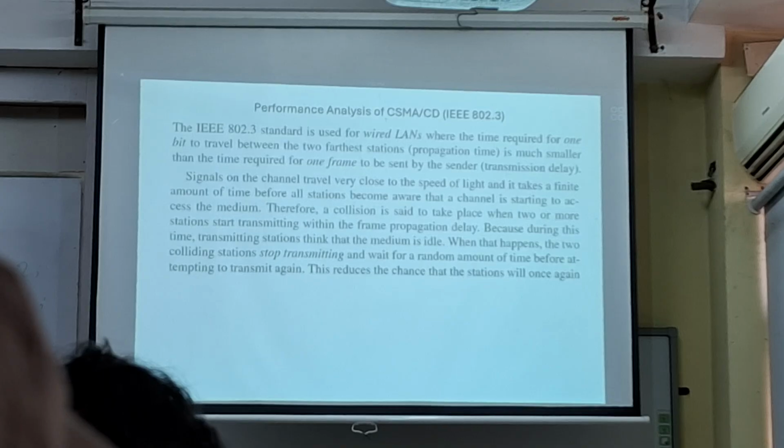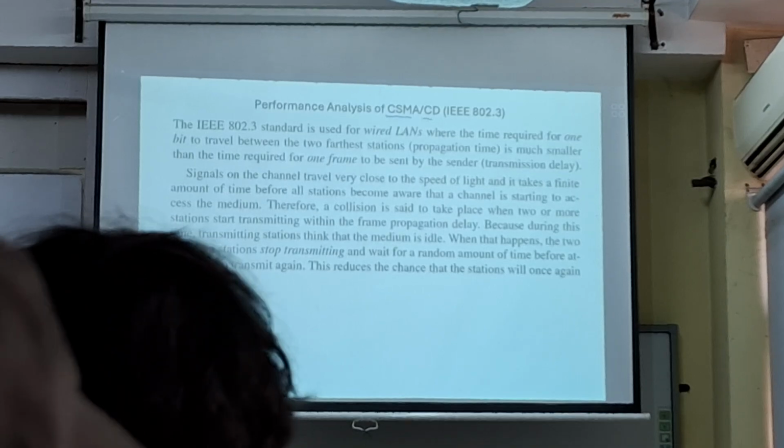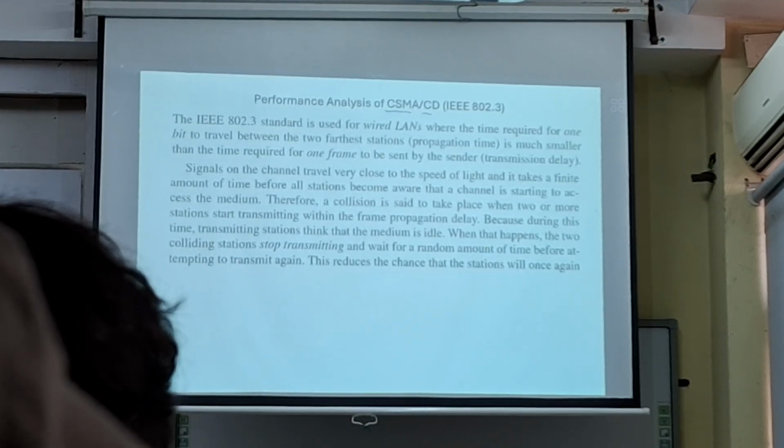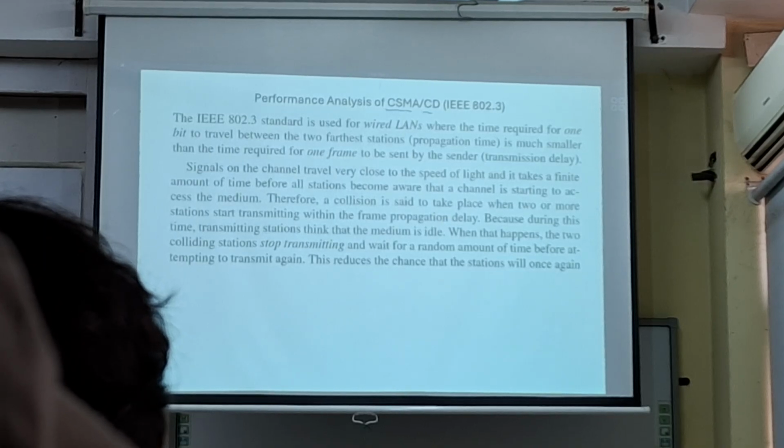Now we have the CSMA and the CSMA/CD. Before we move on to CSMA/CD, do you have any questions? These protocols can actually be changed in many different ways. You can see last year's question.